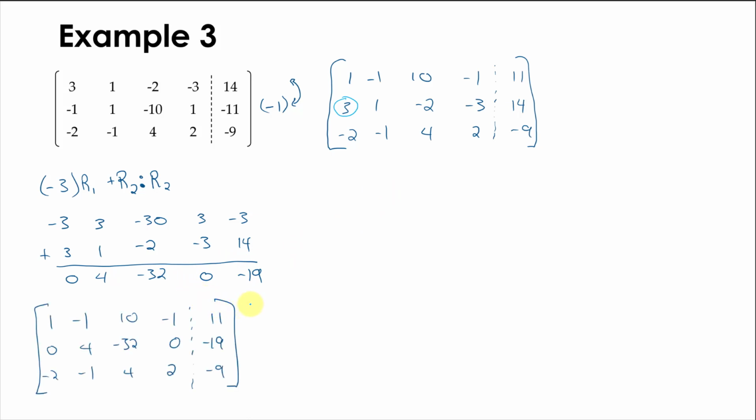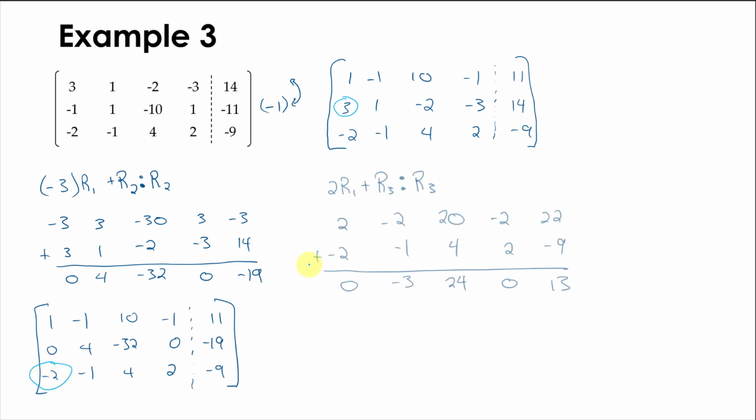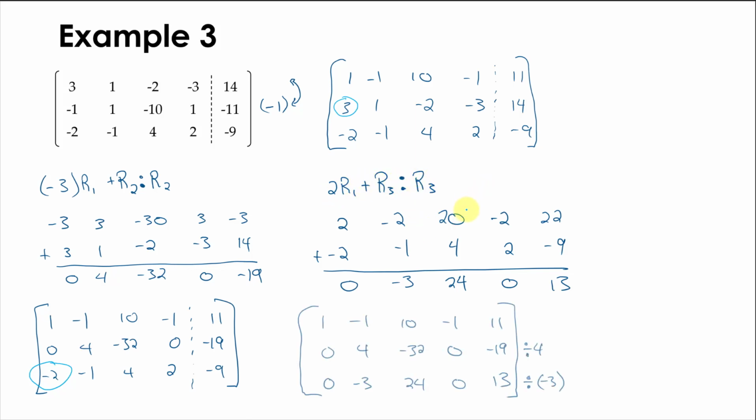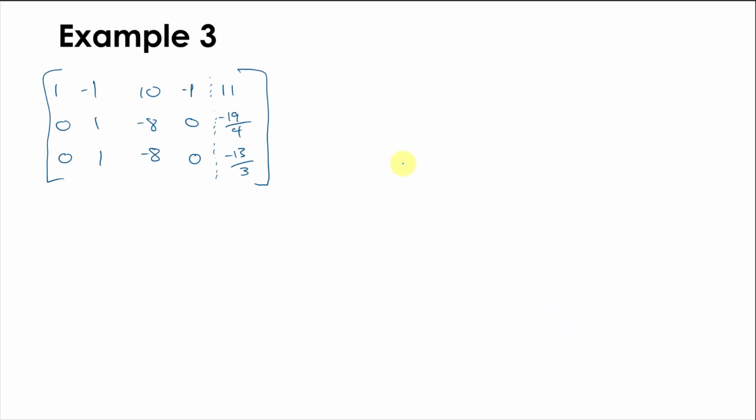And now I'm trying to get rid of this -2 here. I want that to go to 0. So I'm going to multiply row 1 by 2 and add row 3. That's going to be my new row 3. So here's my operation, and here's my matrix. Now I've got this 4 here. My first non-zero element in row 2 is a 4, and in row 3 is -3. In order to make both of these 1, I'm going to divide row 2 by 4 and divide row 3 by -3. When I do that, I get a matrix that looks like this.